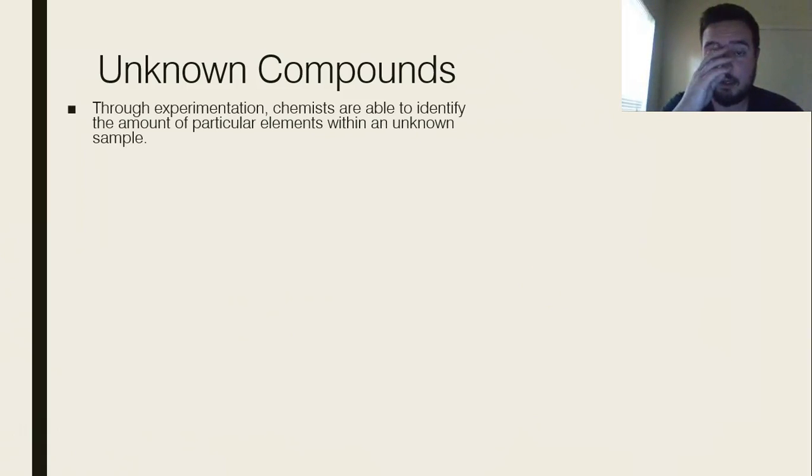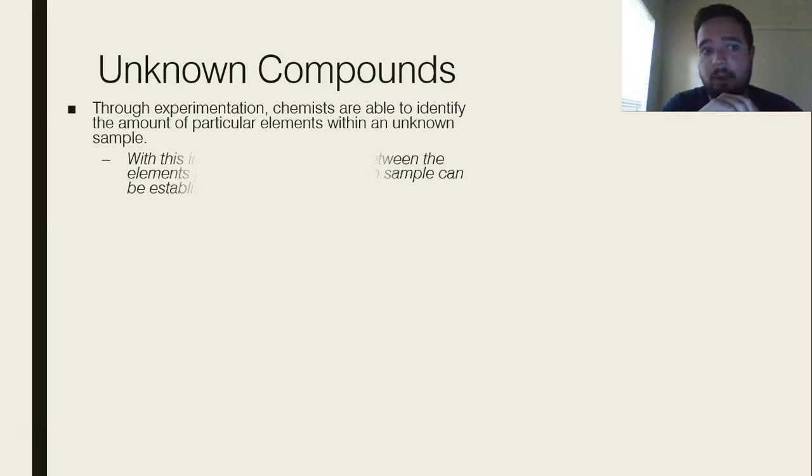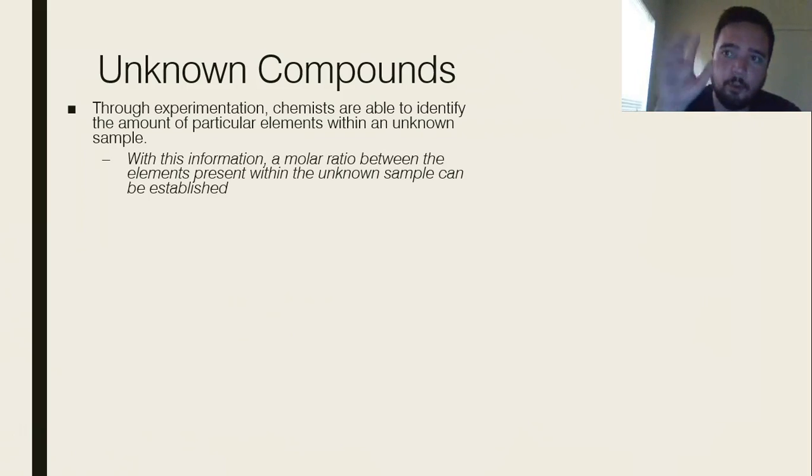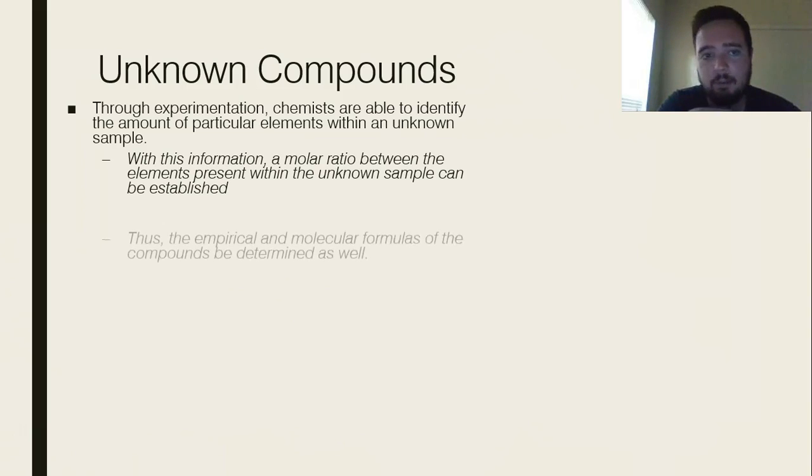So, unknown compounds. Through experimentation, chemists are able to identify the amount of particular elements within an unknown compound. With this information, a molar ratio between those elements present within the unknown sample can determine the molecular or empirical formula of that sample itself.